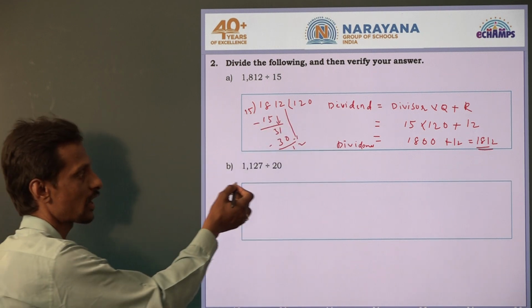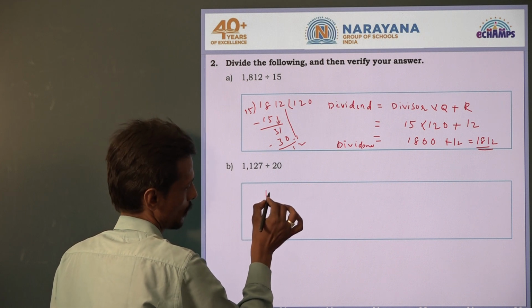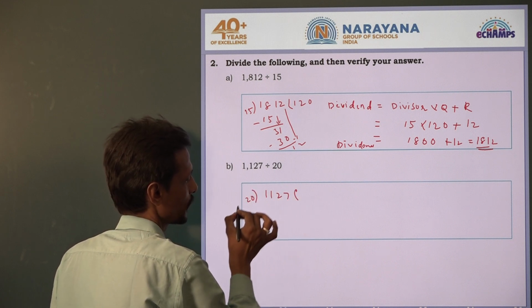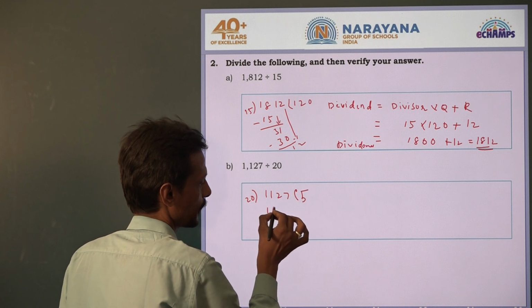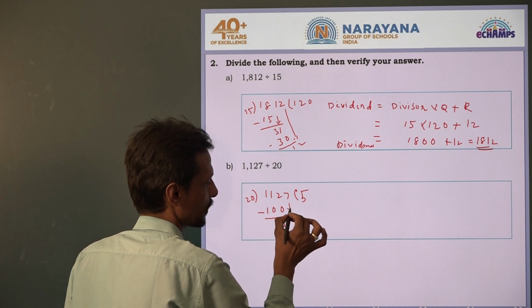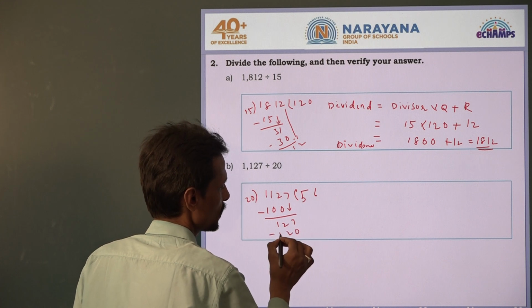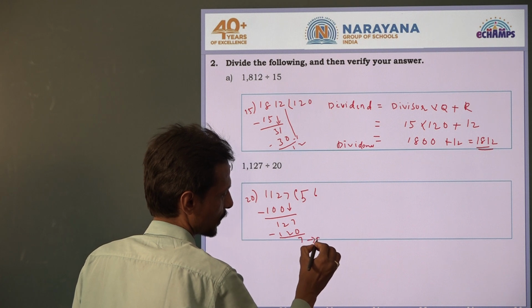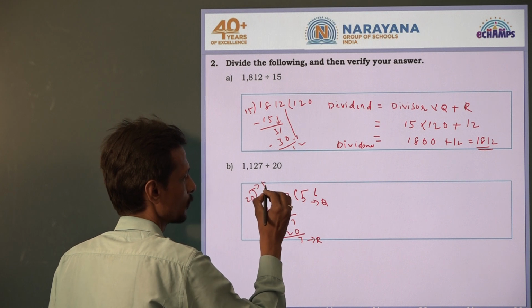Now we have to do B also in the same way. 1127 divided by 20, quotient 56. 112, and bring down 7. Here 7 is the remainder, this is the quotient, and this is the divisor.